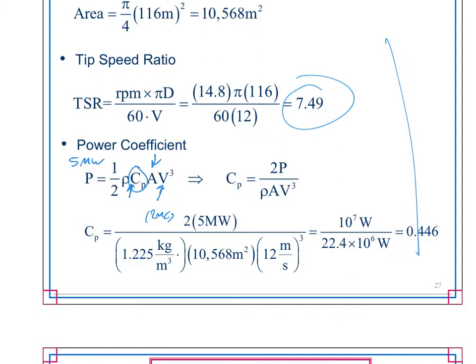So this tells you 44.6%. Remember what I told you about efficiency? So between 40 and 45%, this is at just under 45%, and this is its maximum efficiency scenario. So you're not going to find much higher numbers than this 44.6%. This is pretty standard.